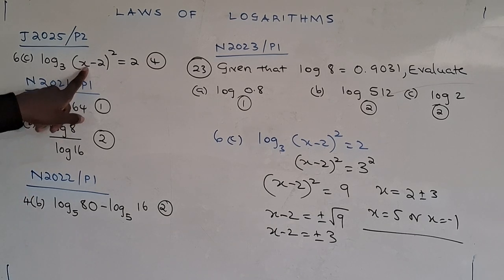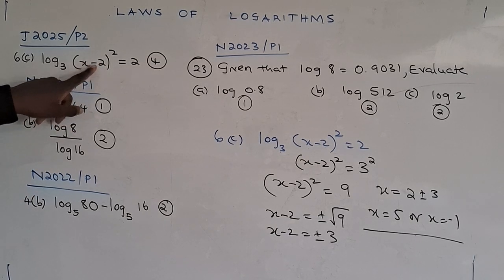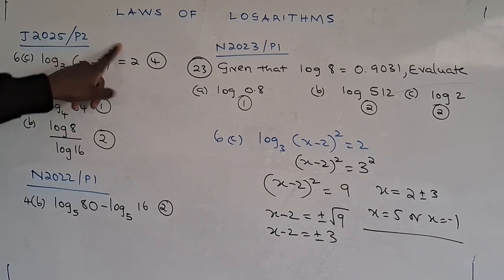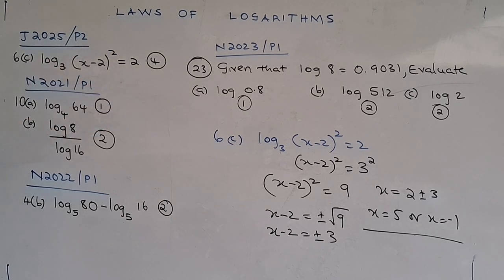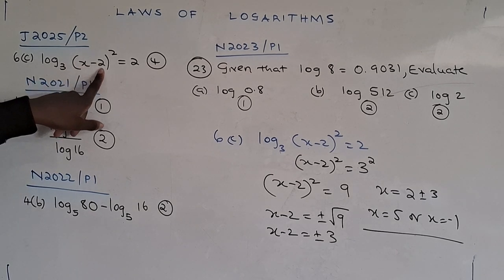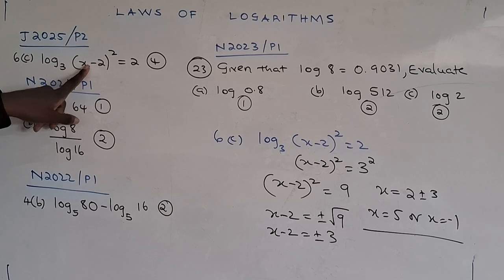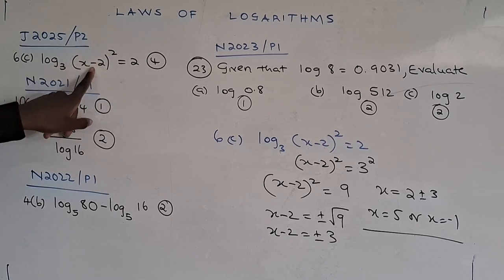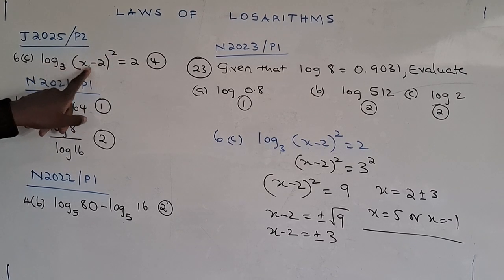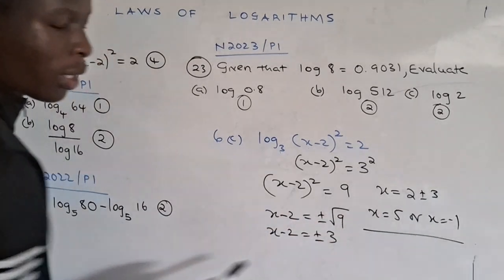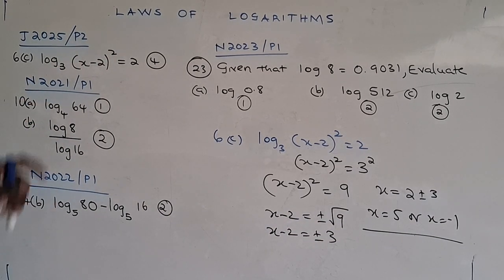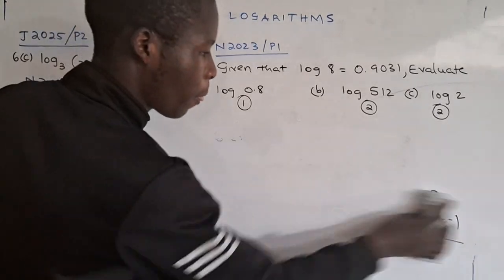If you put a 5 here, this is 5 minus 2. What is the answer? This is 3, 3 to the power 2. So log base 3 of 3 to the power 2, the answer is 2. If you put a negative 1 here, negative 1 minus 2 is negative 3. Negative 3 to the power 2 is 9. Log base 3 of 9, the answer is 2. So these are the correct values of x. Let's move on to the next problem.